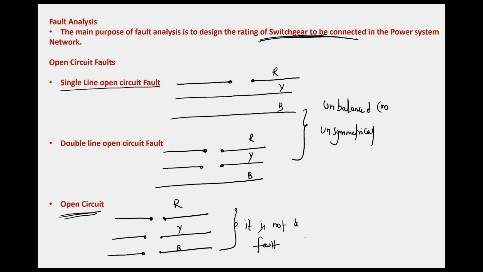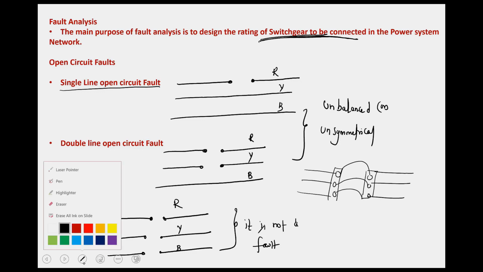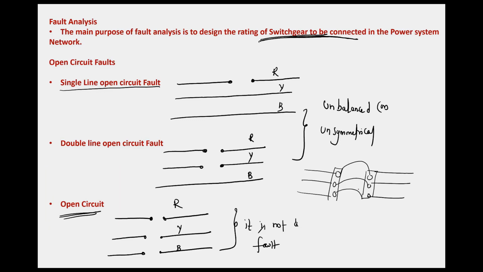So mainly these open circuit faults occur in jumpers. That means, suppose this is one tower, this is the adjacent tower. Between these two towers there will be jumpers. So in summer, due to uneven expansion, if heat increases, there is a chance that one conductor may get cut, the jumpers may get cut. That will lead to an open circuit fault.